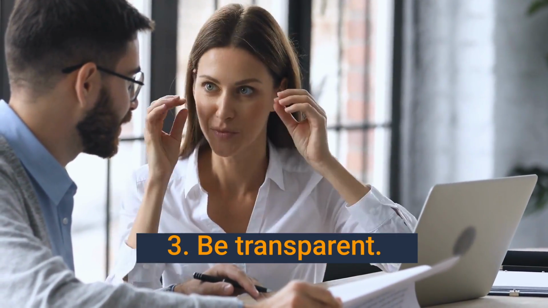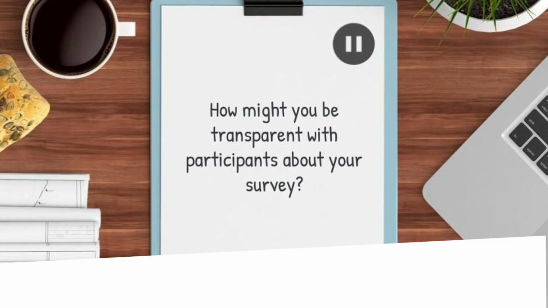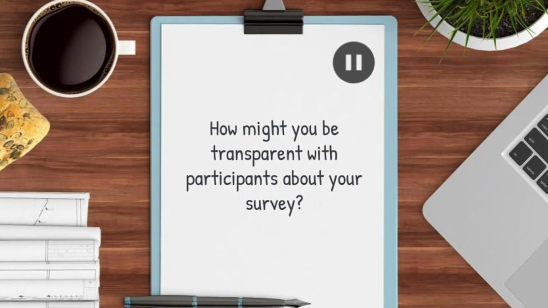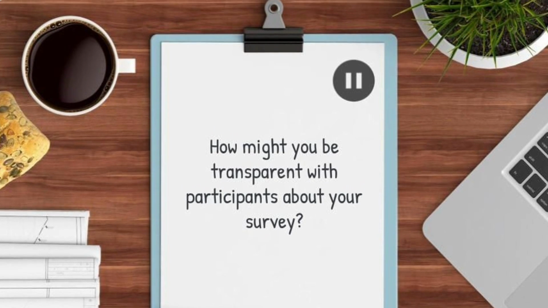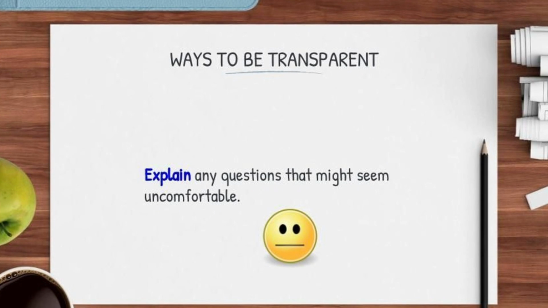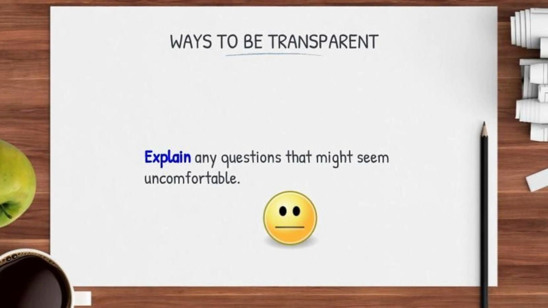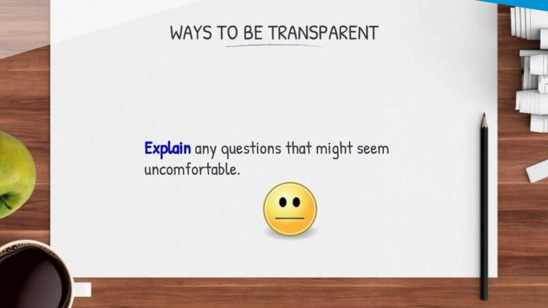Three, be transparent. Transparency is important to ensure that participants give reliable responses or complete the survey at all. Thinking about your own survey, how might you be transparent? One way to be transparent is to explain to participants any questions that might make them feel uncomfortable. Provide reasons why these questions are being asked.